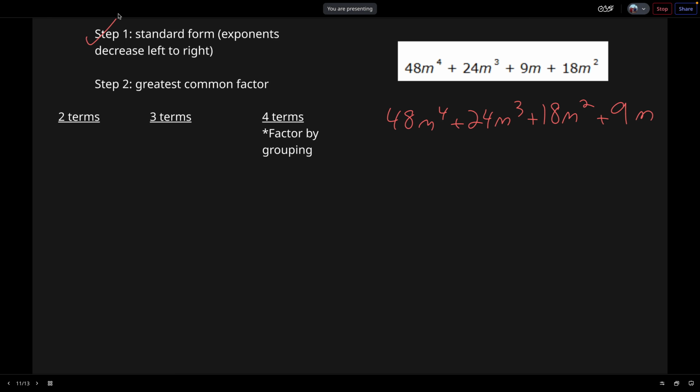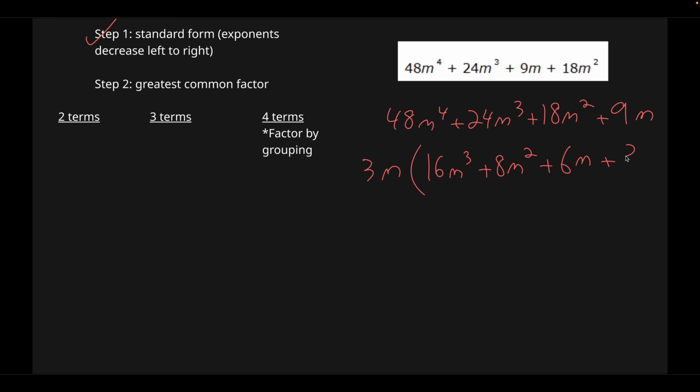Yes, there is a greatest common factor in this problem. We can factor out a 3m from all of these terms. So that will leave me with 16m cubed plus 8m squared plus 6m plus 3. Now, from here, you're going to do your factoring by grouping with this part here. The 3m, we're just going to drop down into our final answer. So we can sort of just ignore it for now. And so we'll do factoring by grouping with just these 4 terms.